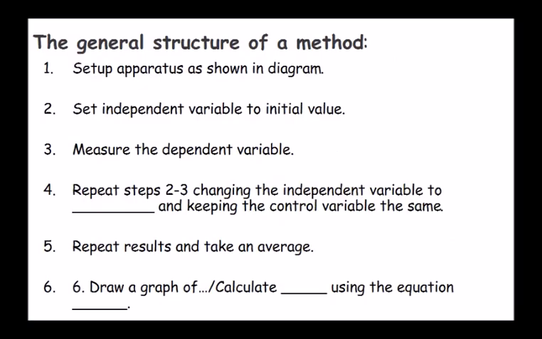Okay, let's look at something a lot of people find difficult, which is writing methods for experiments. For experiments where we want to see how one variable affects another, which is most of the experiments we look at in GCSE physics, we can use this type of structure to give a little bit of scaffolding to how we write our methods. The first step is to set up the apparatus as shown in the diagram. Second step, we set our initial value for our independent variable. Next, we measure the dependent variable. Then we go back and take more readings, but change the independent variable to other values. And then after that, we always repeat our results and take an average. No matter what happens in a method, we always add in that step.